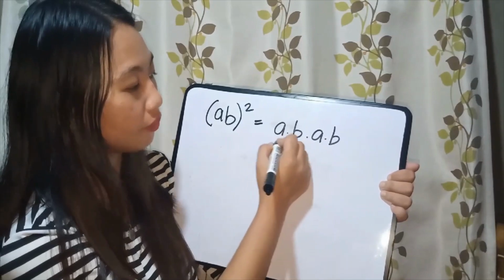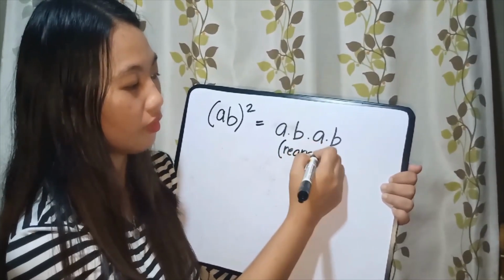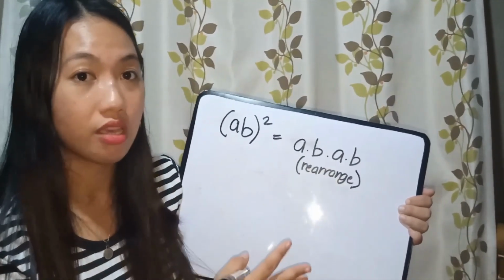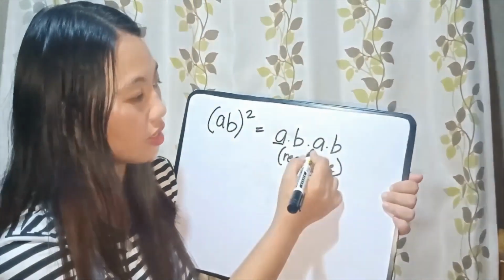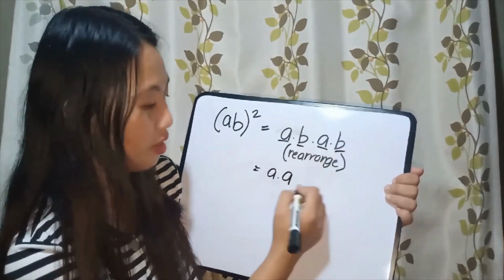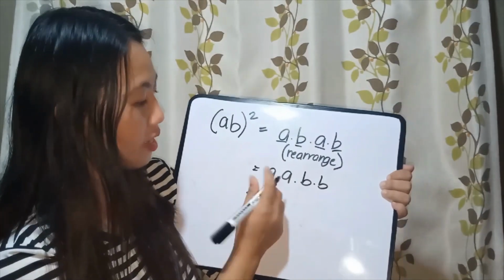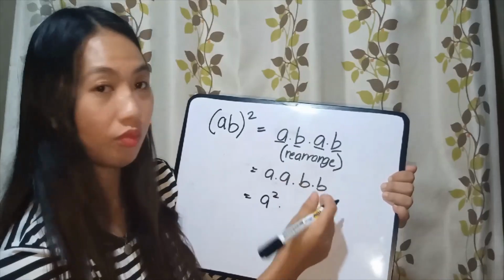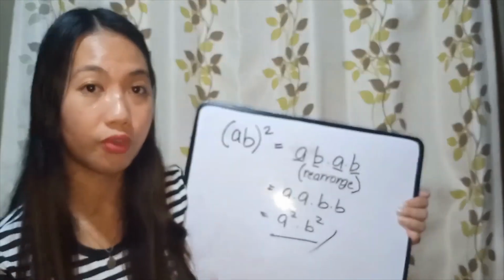So in here, we're going to rearrange the variables so that we can easily see how to simplify it. Okay, so we have a times a and b times b. So simplify: a times a is a squared, times b times b is b squared. So that is the first one that I gave you.